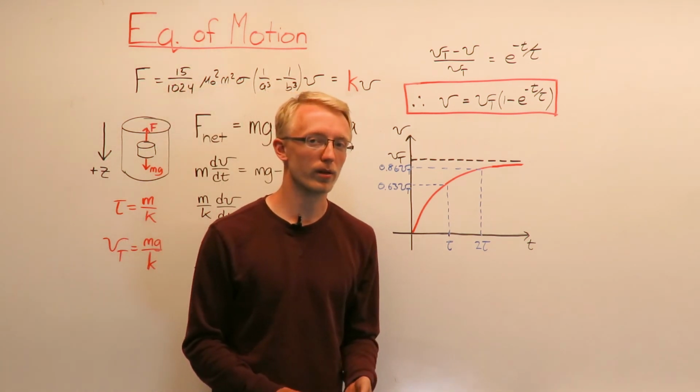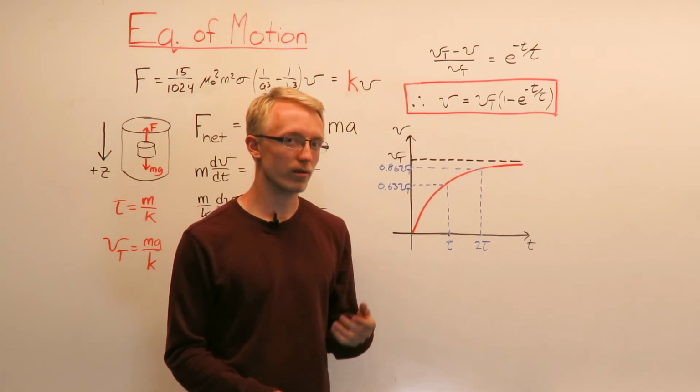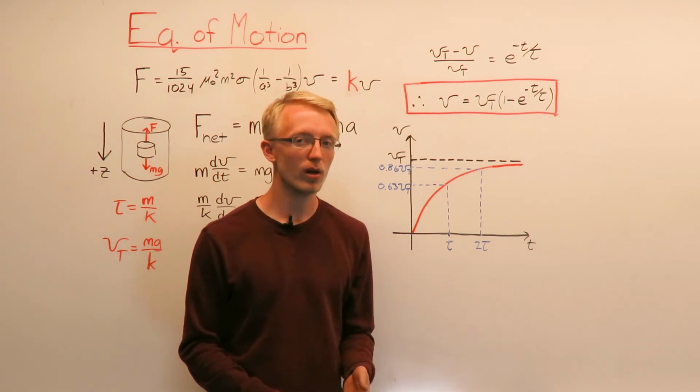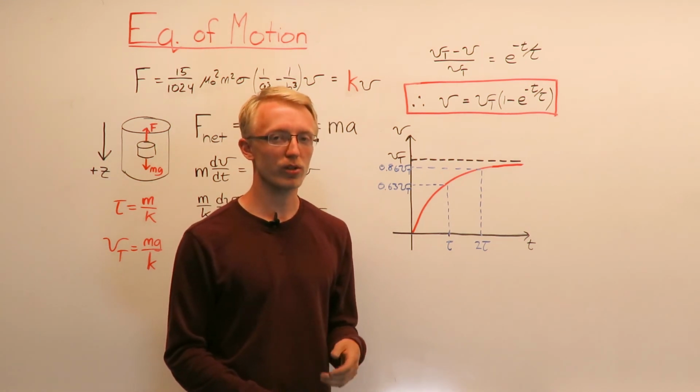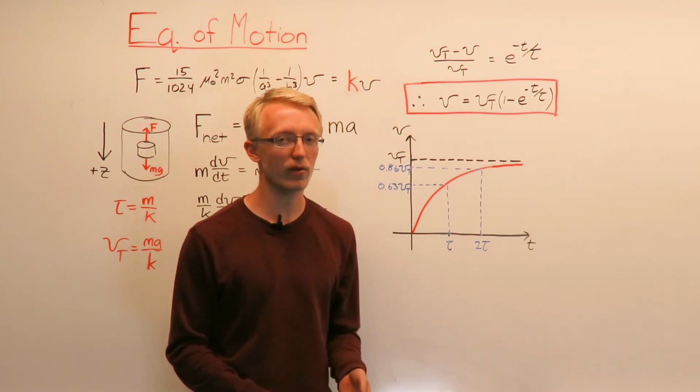In our experiment, we can assume that the time constant must be very small because the magnet appears to achieve its terminal velocity very, very quickly.